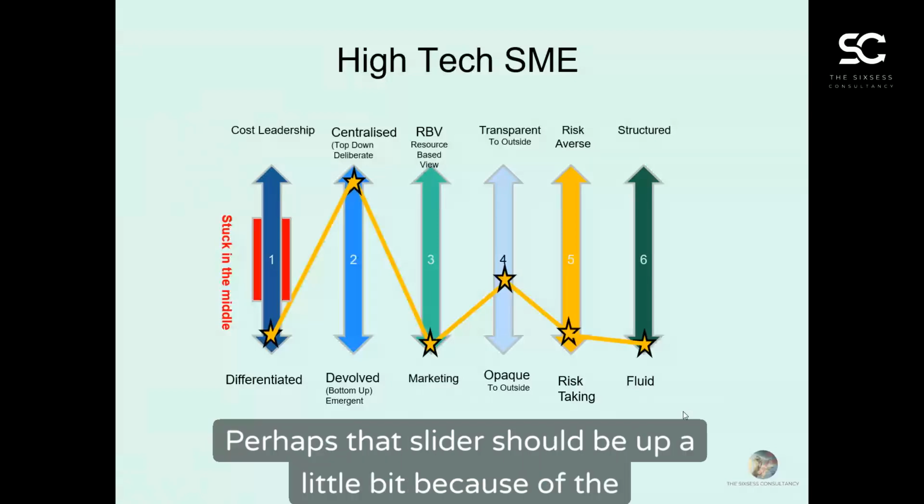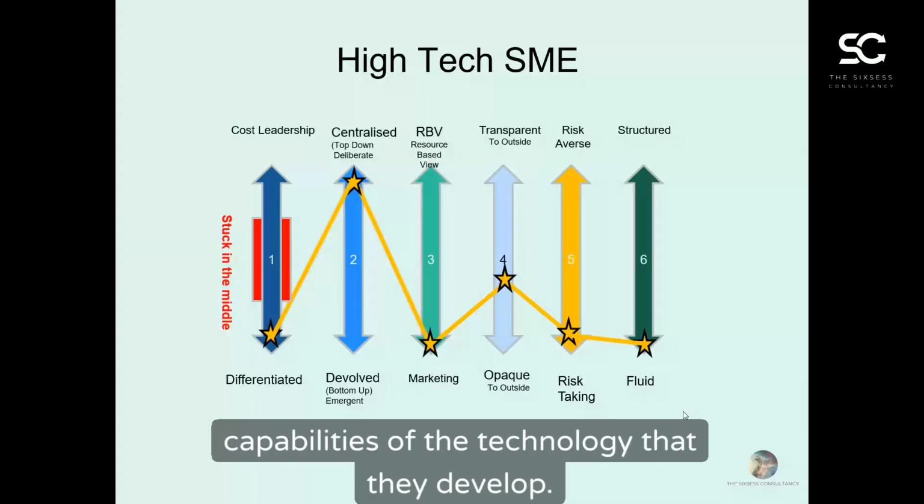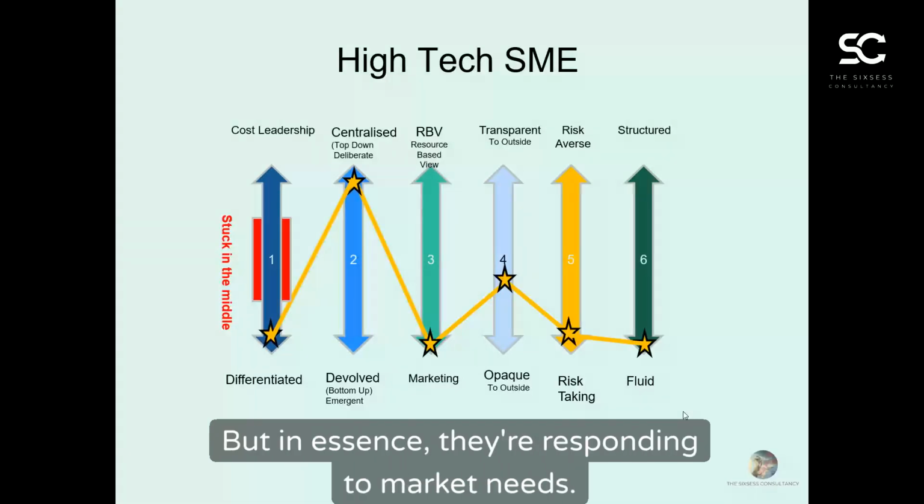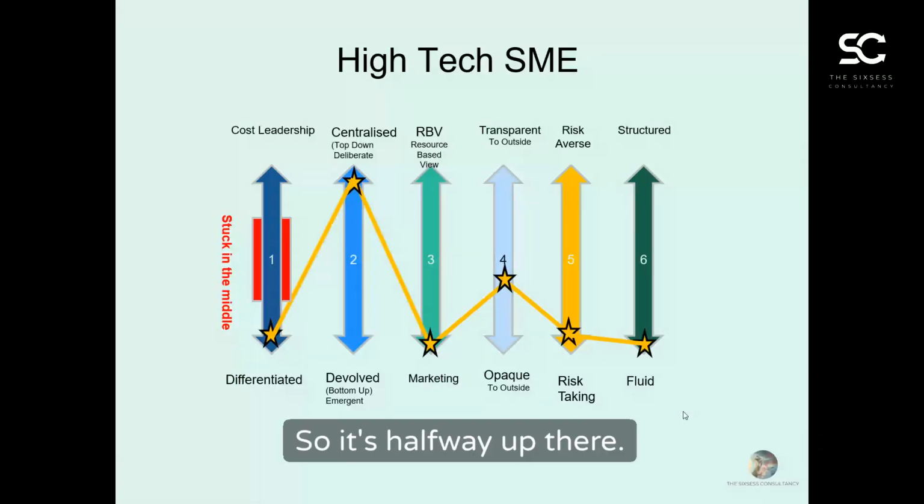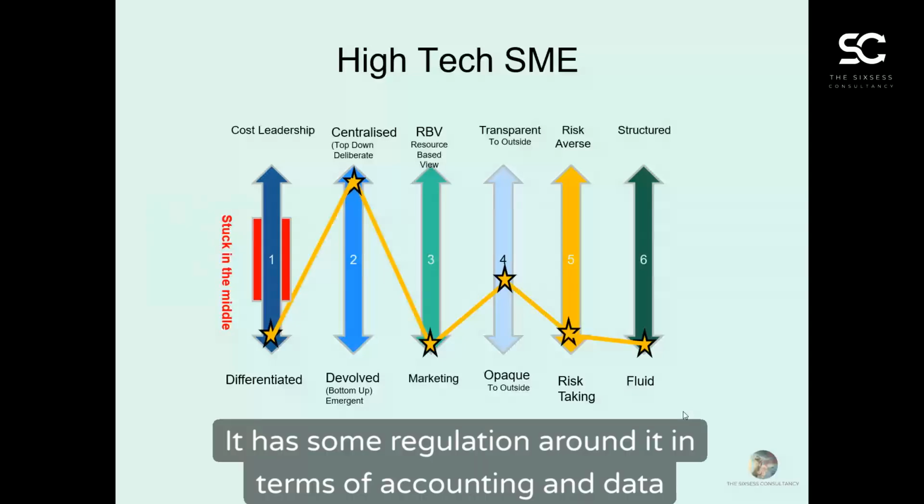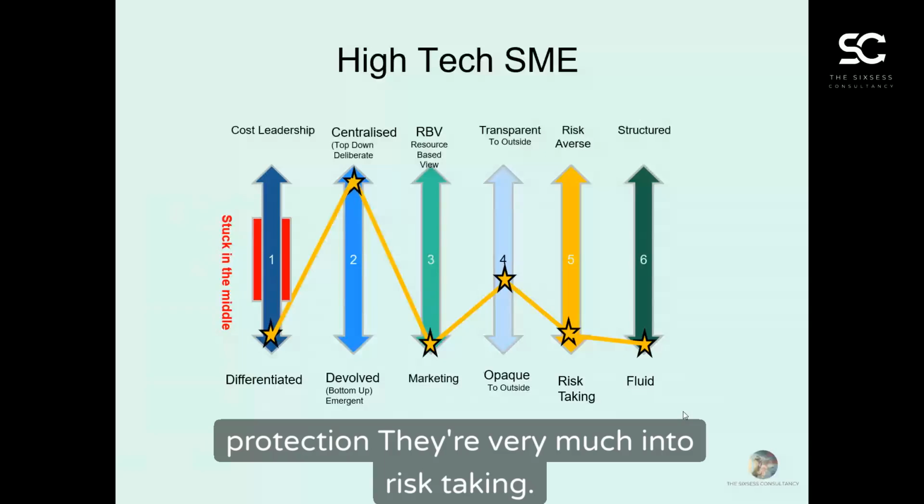Perhaps that slider should be up a little bit because of the capabilities of the technology that they've developed. But in essence, they're responding to market needs. They're looking to the outside world. This example is a private limited company, so it's halfway up there. So it has some obligations. It has some regulation around it in terms of accounting and data protection.